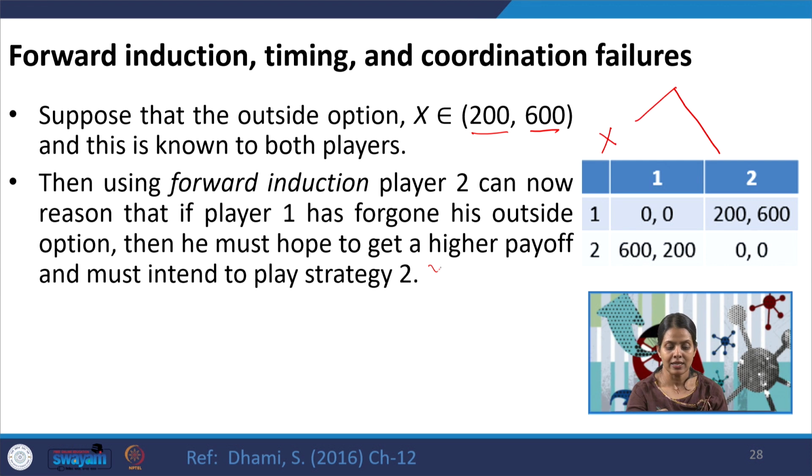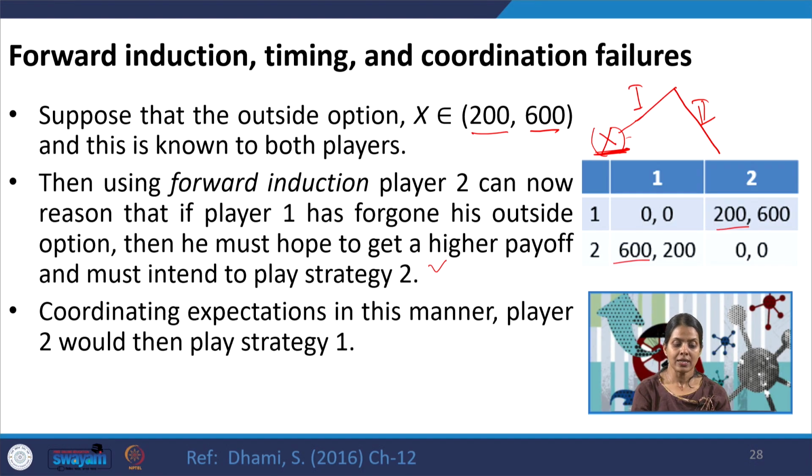What it says here is that what player 2 thinks is, if player 1 does not play the first strategy, strategy 1, and say this is strategy 2. So, if he is not playing the outside option x, then it must imply that the payoff from this outside option must be less than either 200 or 600, or actually both. Coordinating expectations in this manner, player 2 would then play strategy 1.